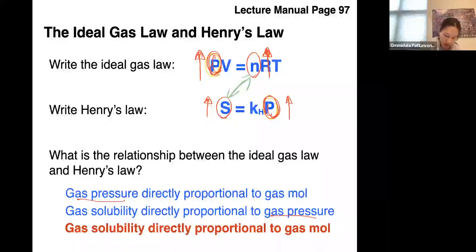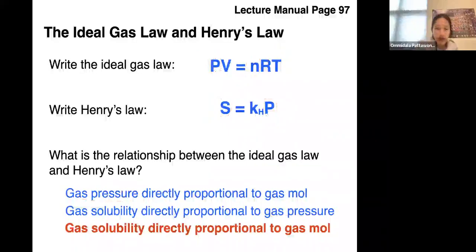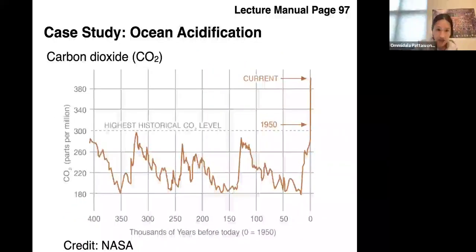What do I mean by that? It means that as you increase the number of moles of gas, you are going to be able to dissolve more gas in the solution. That's what it means. I'm going to extend this idea and apply it to the case study, ocean acidification. Ocean acidification is caused by the excess amount of carbon dioxide that dissolves in the ocean.